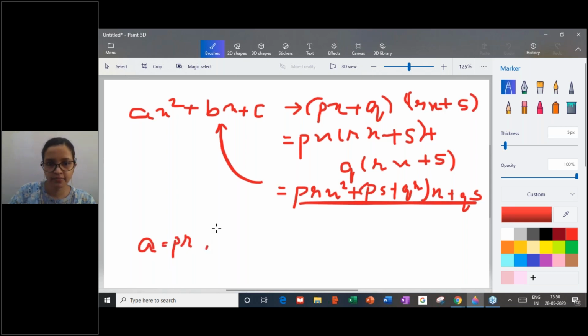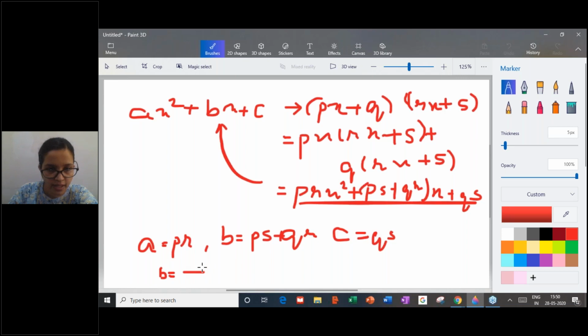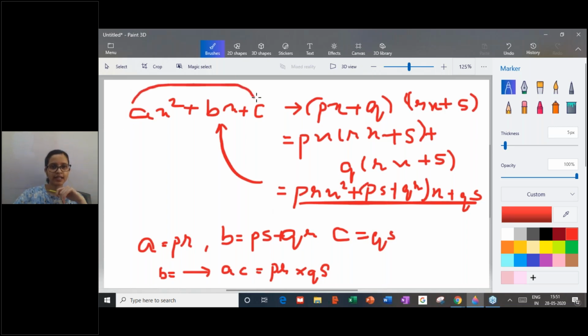Now if I compare this equation with this equation, I can say that a is pr, b is ps plus qr, and c is qs, correct? We can also say that b is the sum of factors of ac, where ac is pr into qs. So what do we do in splitting of the middle term? We check the product of a and c, and then write the middle term in terms of the factors of this product. So this is how you get it.